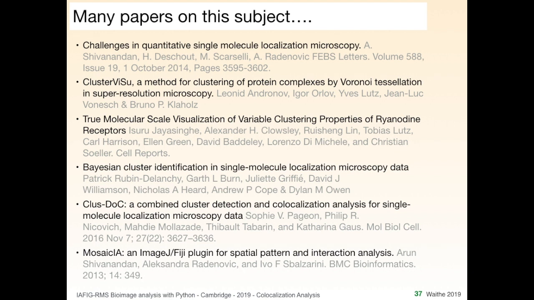So colocalization in the age of super resolution isn't as straightforward as it was. You have to really understand and learn them before going into that area, but that's what this practical is also about. But now I'll talk about registration.